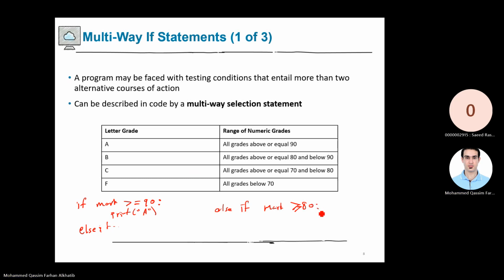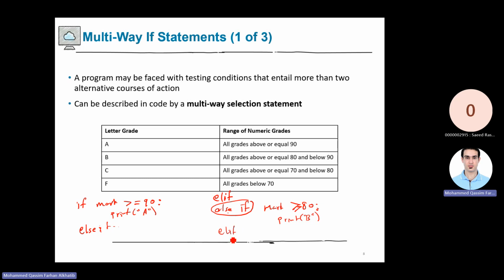So when I say this else part, it immediately tells me that if I reach this state, the mark is less than 90. So I don't have to put a condition to check if it's less than 90. However, I want to check if it's larger than 80. Now you notice this else if, to make it faster for typing and easier for us, they combine it into a single keyword, elif. Elif means else if. So else if the mark is larger than 80, print B.